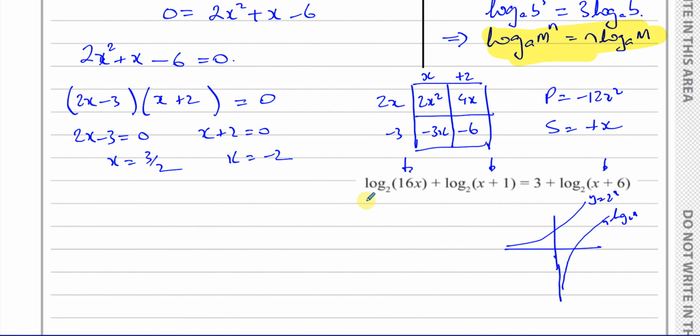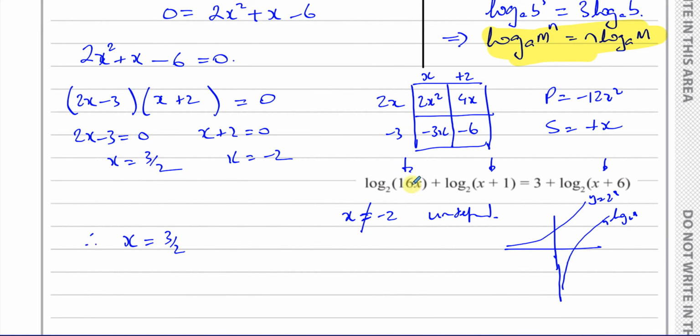So of course we can see if I put x equals negative 2 in here, I'm going to have a negative over here, a negative over here, right? So those two terms are going to give me something that's undefined. So if I put x equals negative 2, you're going to have some undefined parts of this equation. So therefore, x cannot equal negative 2. So therefore, we can say x must only be 3 over 2.